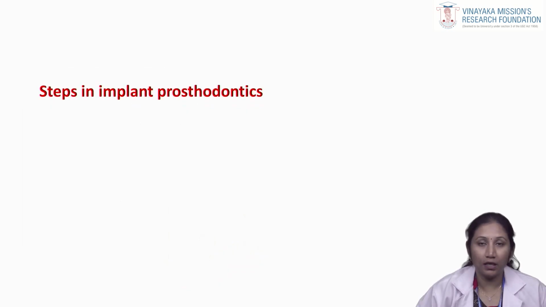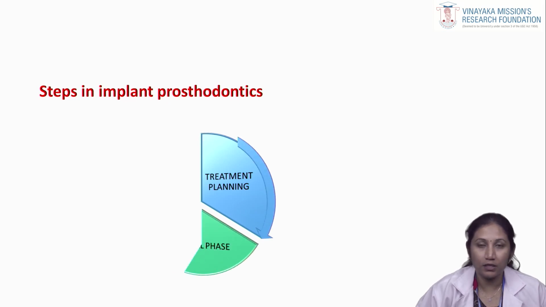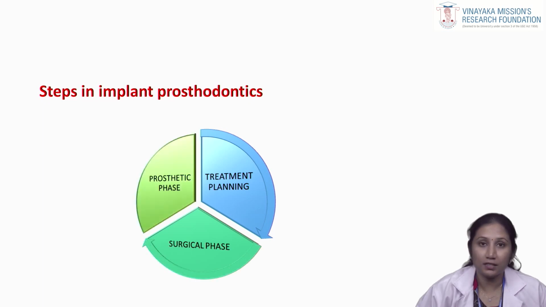Coming to the steps in the implant treatment, the first is treatment planning. This treatment planning is done using a CBCT. This plays a vital role in the success of implant treatment. Then comes the surgical phase, where the implant is placed in the edentulous area with a proper sterilization protocol. Last comes the prosthetic phase, where the missing teeth are replaced with the restoration and it is attached to the implants. This restoration is present in the intraoral region.